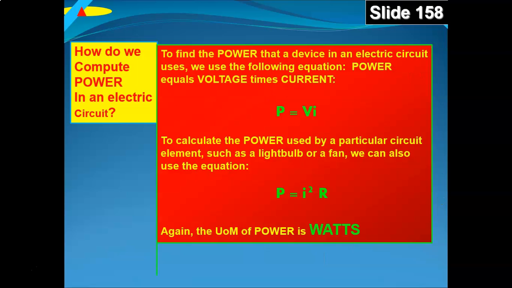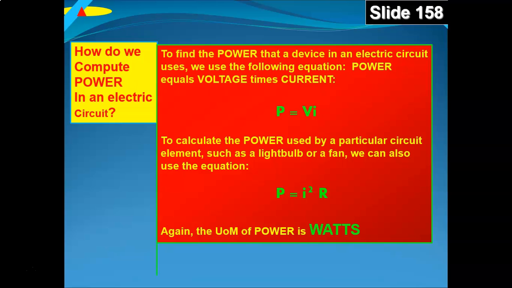So how do we compute power? To find the power that a device in an electric circuit uses, we use the following equation. Power equals voltage times current, so P equals V times I. To calculate the power used in a particular circuit element, such as a light bulb or a fan, we can use the equation also, P equals I squared R. So you can use either one of those.